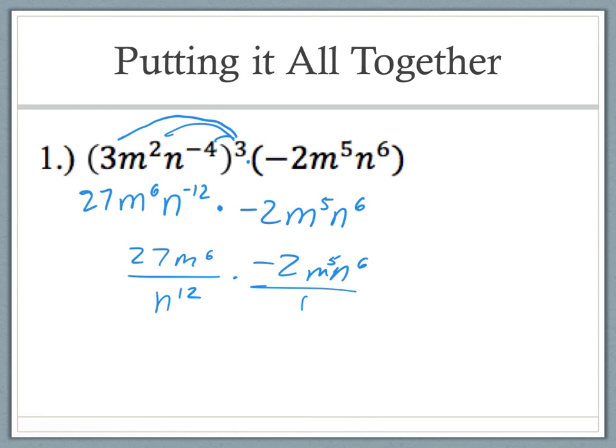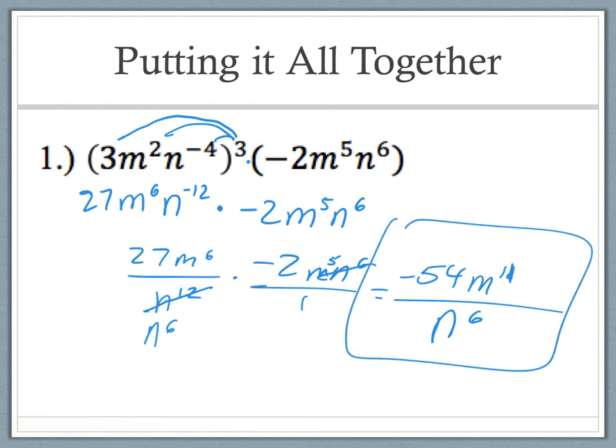We have these n's, we can take away 6 on top for 6 on the bottom, so that's going to be n to the 6th. And now let's just write what we have left. Well, negative 2 times 27 is going to give us negative 54. And I have m to the 6th on top times m to the 5th, so that's going to be m to the 11th. We're going to add all over, that's an 11, not a 2. Okay. And then all over n to the 6th. Okay. There might have been another way that you could go about doing that, but that's the way that I did. So if you got the same answer, good job.